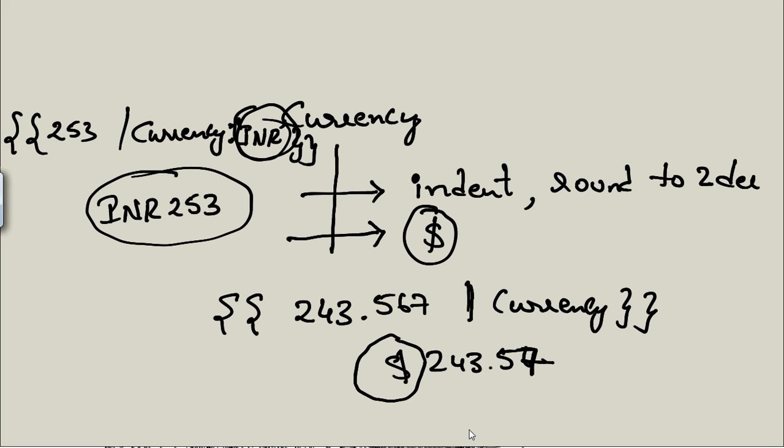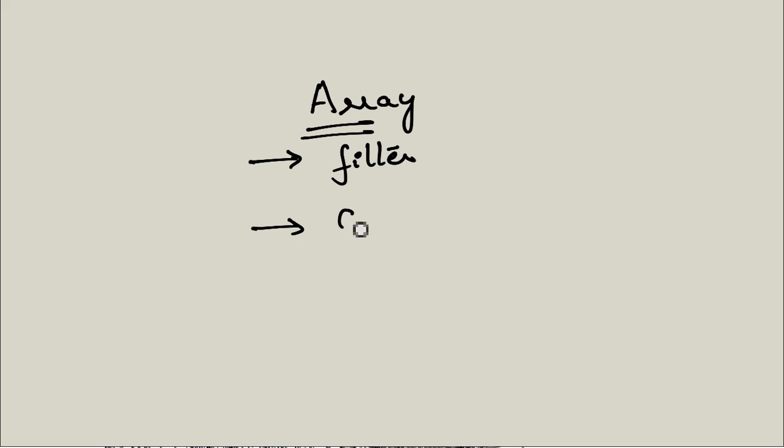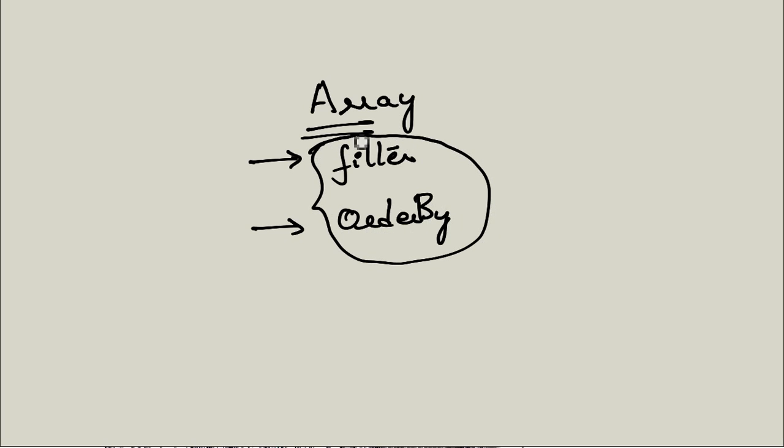So next we have filters which are applied on arrays. Till now we have seen filters which are applied on a single object. So we have filters which can be applied on arrays, those are filter and orderBy. These filters can only be applied on an array of objects.